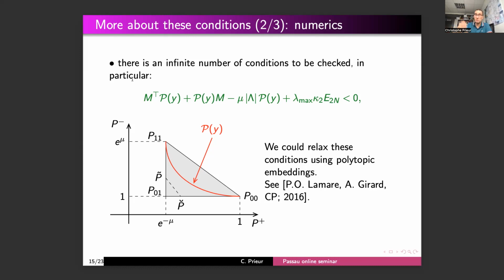Of course, we are losing something, but it is quite natural in the Lyapunov approach to have this kind of relaxation and this kind of conservativeness. To be more specific, we can embed the infinite number of inequalities to be checked into some finite number of conditions to be satisfied, and this is just using a polytopic approach. And again, this is joint work with Pierre-Olivier Lamarre and Antoine Girard, where we introduce that for hyperbolic systems. And this is very useful for applications.